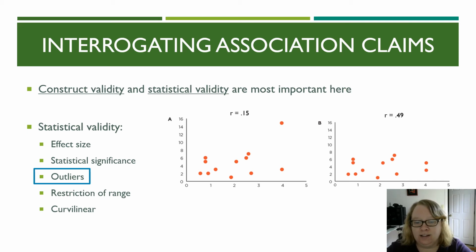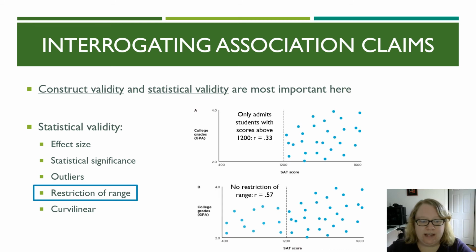But other than that dot, they're basically the same. And you can see how different the correlation is just based on the inclusion of one outlier, right? In A, the correlation is 0.15. That's a weak correlation, has a small effect size. But in B, basically the same pattern, but without that one other dot, that one outlier, now we have a correlation of 0.49. It's medium. It's almost a strong correlation. That one dot that's outside of the pattern can change the correlation a lot. And so outliers can affect your statistical validity.